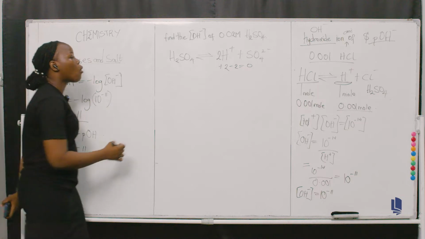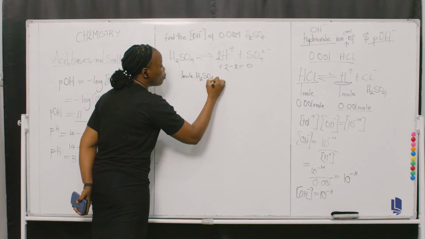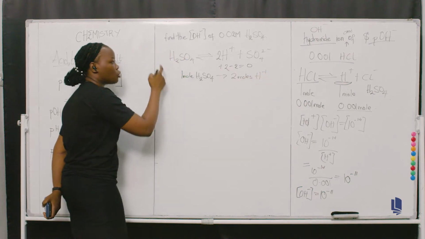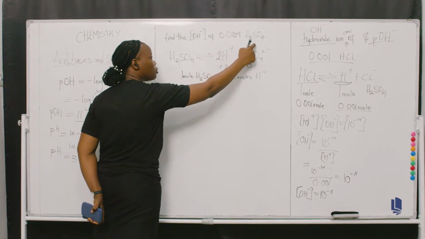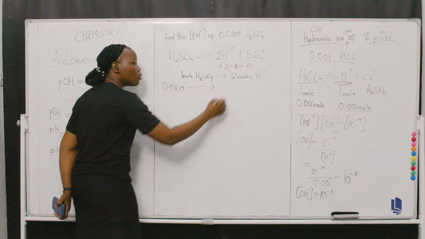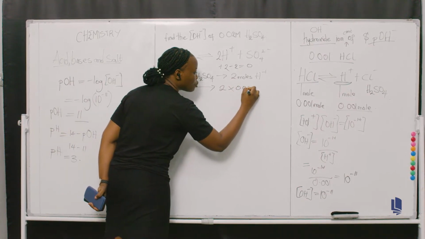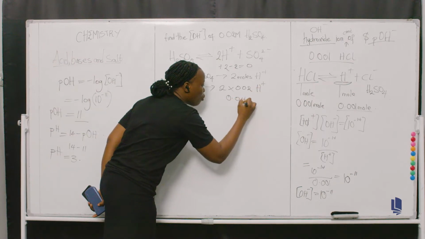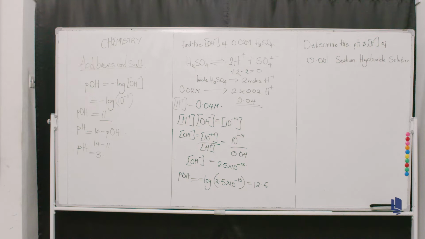From here, we know that 1 mole of H2SO4 would give 2 moles of H plus because the ratio is 1:2. The question says 0.02 molar of H2SO4. So 0.02 molar of H2SO4 will give 2 times this value, which is 0.04 H plus. This is the value we'll be working with. So can we try to attempt this question?